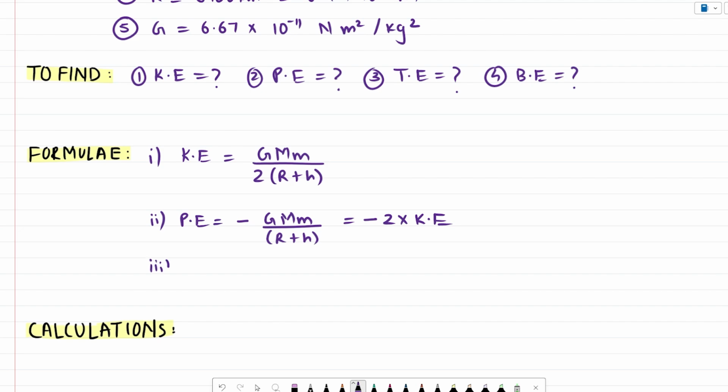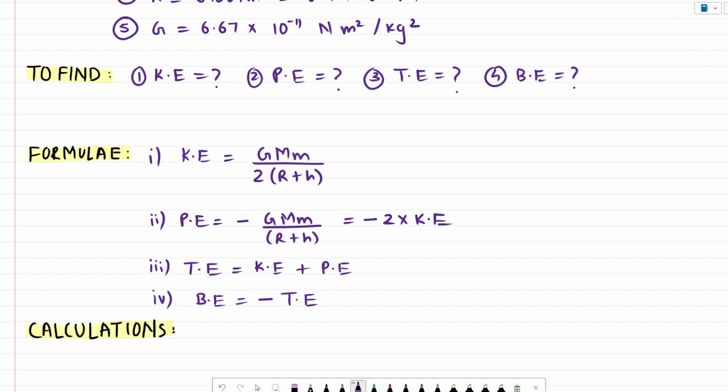इसके बाद the third energy जो हमें ढूंढना है, that is the total energy, and it is pretty easy because total energy for any satellite is simply the addition of its kinetic energy and the potential energy. So this is the definition for total mechanical energy. And the fourth quantity जो हमें ढूंढनी है, that is the binding energy, and by definition binding energy is the minus or the opposite of total energy of the satellite orbiting at the height h.